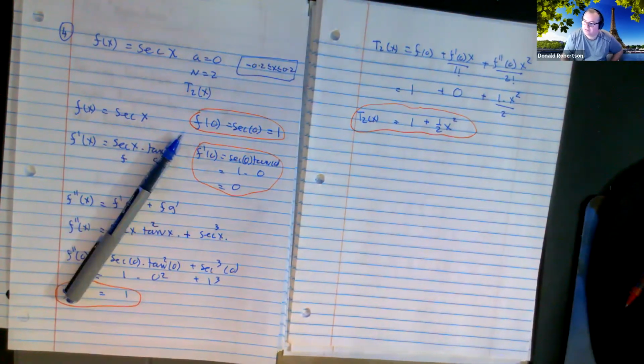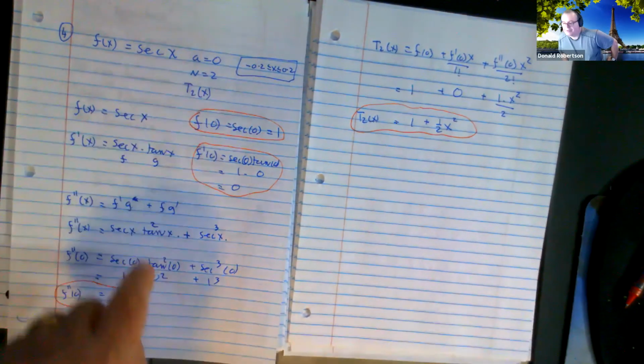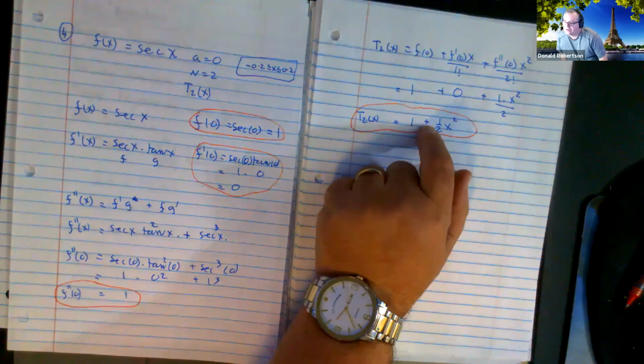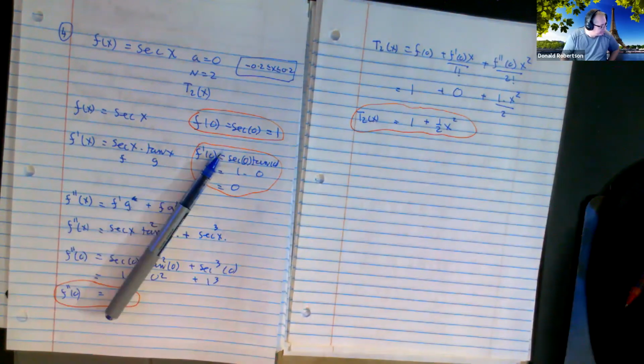Are we good? Are we comfortable? Well, as long as I haven't screwed up, which I have been known to do, are we comfortable how we found T2 of x for the secant function? So what I'm going to do now is use Desmos and see how good a fit it is. Because what this will do is it will allow me to tell if I have screwed up. Shouldn't it be a reasonable approximation to secant x, at least in this small range, right?